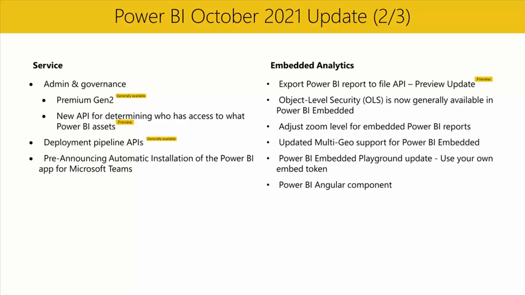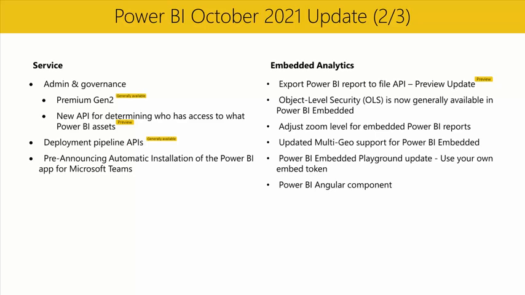Next, we have some updates for you in the Embedded Analytics section. First, since we launched the Export Power BI Report to File API, we had to impose a few limitations which we are now removing for premium and embedded Gen 2 capacities. The following modifications apply. The number of Power BI exports per hour is now not limited to 50 per hour per capacity, but only to the 50 report pages per minute per capacity.